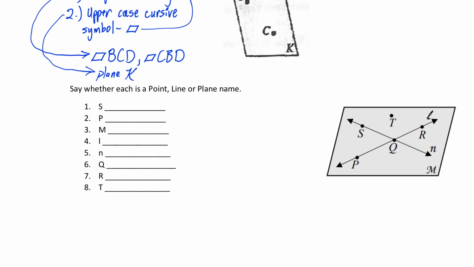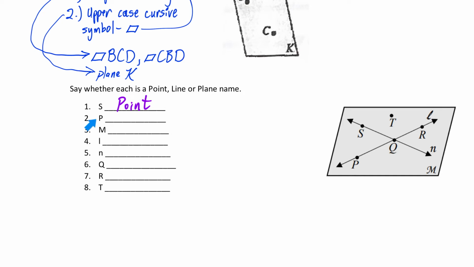Okay, so in this little picture right here, we're going to determine whether each of these is a point, line, or a plane name. So the S up there in this picture, is it a point, line, or plane name? Yeah, the S is simply a point. You can see it's an uppercase, just like a print letter, and it's associated right there with that dot, so S is actually a point.